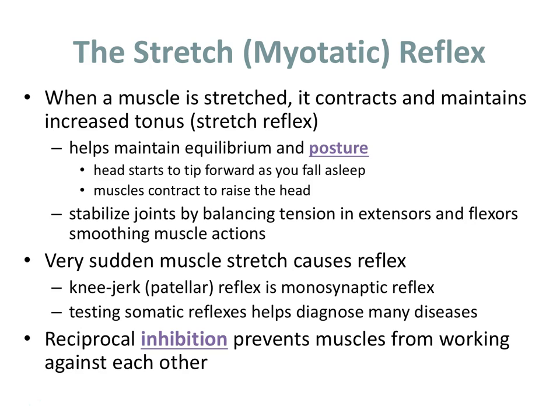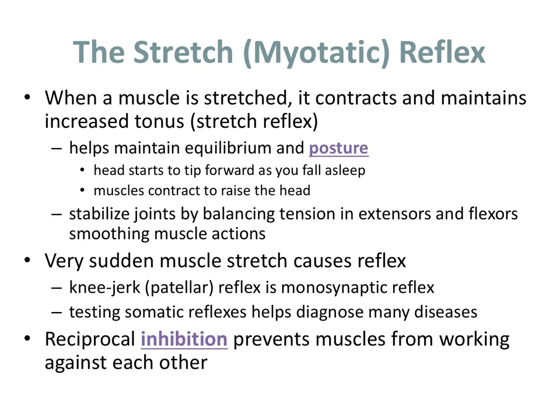The myotactic reflex also helps to stabilize joints by balancing tension in the extensors and flexors and smoothing muscle actions. A very sudden muscle stretch is the biggest stimulus that causes this reflex to occur. One example of the stretch or myotactic reflex is the knee jerk reflex or the patellar tendon reflex. This is a monosynaptic reflex, meaning that there is only one synapse between the afferent and efferent neurons. We have other stretch reflexes that are polysynaptic reflexes. There's an interneuron in between.